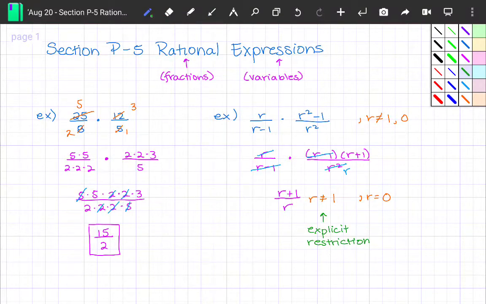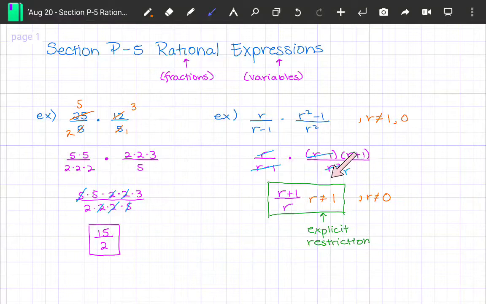So in order for this final answer to be equivalent to what we started with, I have to include that explicit restriction of r can't equal 1. It actually wouldn't be wrong if you also included r can't equal 0. Oh, I just realized, let me put a little can't equal sign there. It wouldn't be wrong to include that in my final answer. I just don't need to. That's already implied. It's already implied r can't equal 0, so I don't have to state it explicitly.